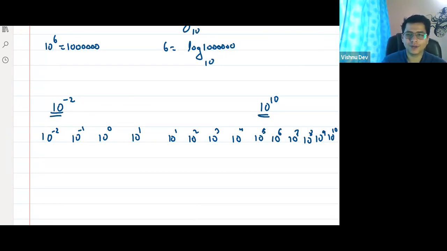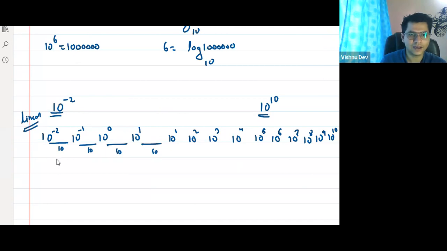But suppose there's some smart person who has studied logarithms. What will he do? Instead of making it a linear scale, he will change it. This is a linear scale, right? Every unit is the same. The distance between these is 10 units, again this 10 units, again this 10 units. So this is a linear scale.